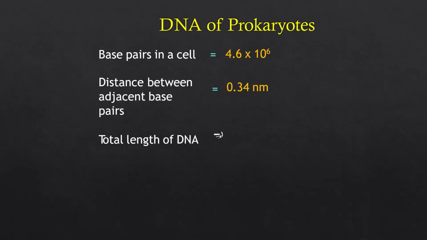So 1.56 into 10 raised to 6. Okay, you didn't put this 10 power minus 9. Yeah. 4.6 into 10 power 6 into 0.34 into 10 to the minus 9. If you multiply 4.6 into 0.34, how much is it coming? Around 1.6, 1.56. That's 1.6. 10 power 6 and 10 power minus 9 gives 10 power minus 3 meters, because we are making it in meters, right? Now 10 power minus 3 is nothing but millimeter. So 1.6 millimeters.